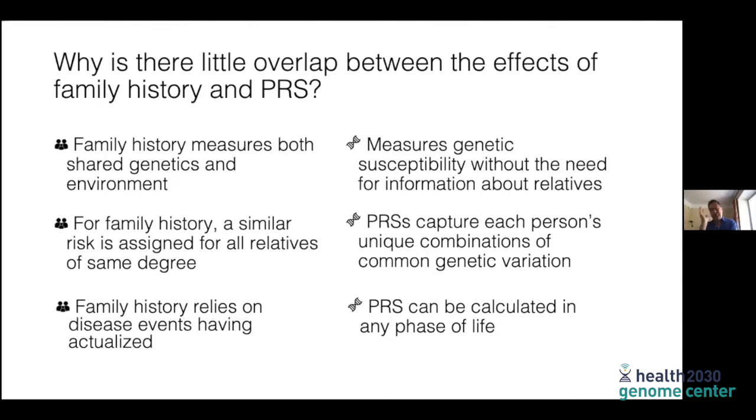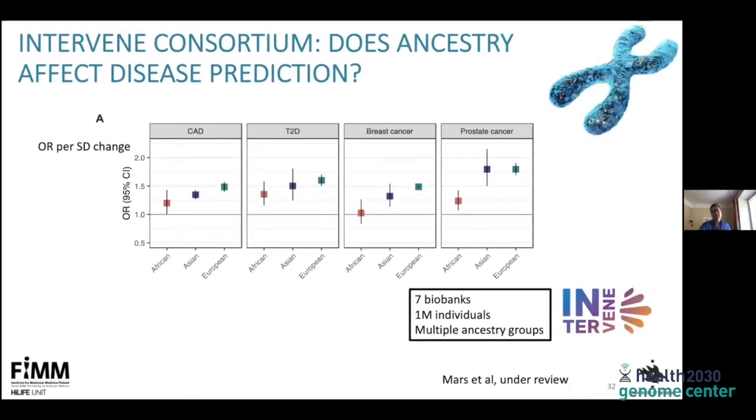And you need to be in the phase of life where you have family with the disease, or the possibility to get the disease, as well. And the genetic side, of course, is your individual realization of risk. So this is sort of the contrasting of the two.